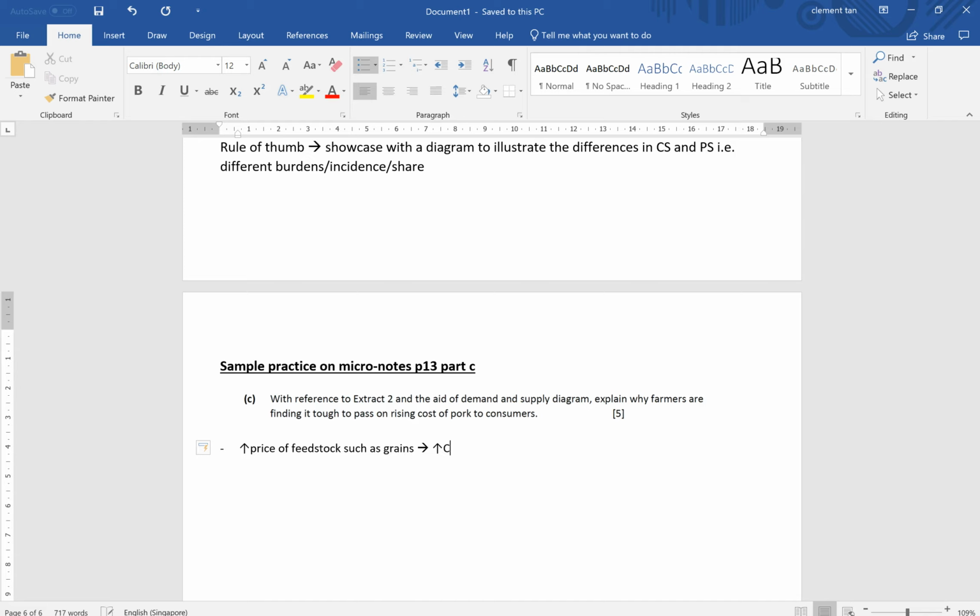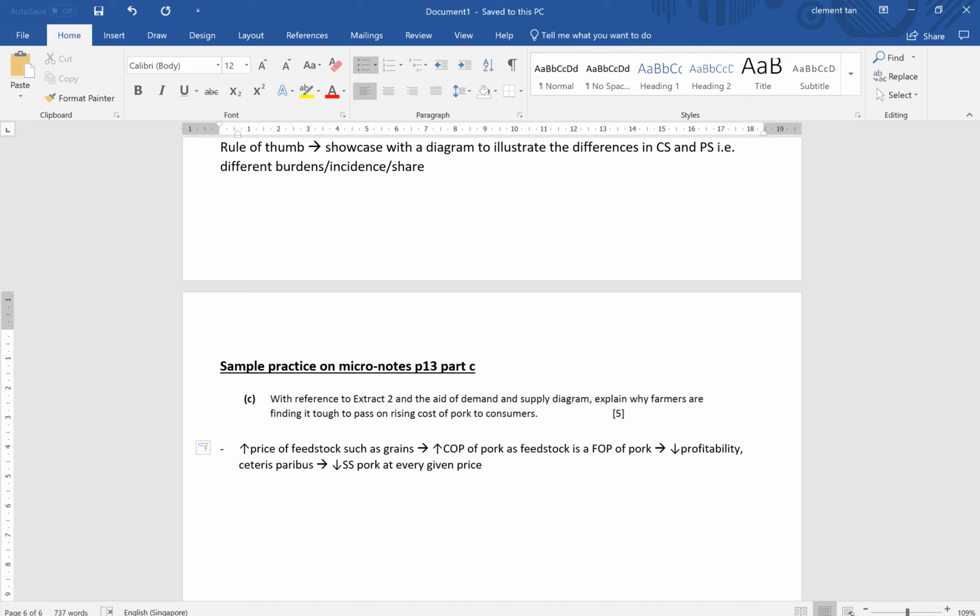will lead to the increase in cost of production of rearing of pork, as feedstock is a factor input or factor of production of pork. Then cost of production, straight away you say that decrease in profitability of pork, ceteris paribus. So decrease in supply of pork at every given price.